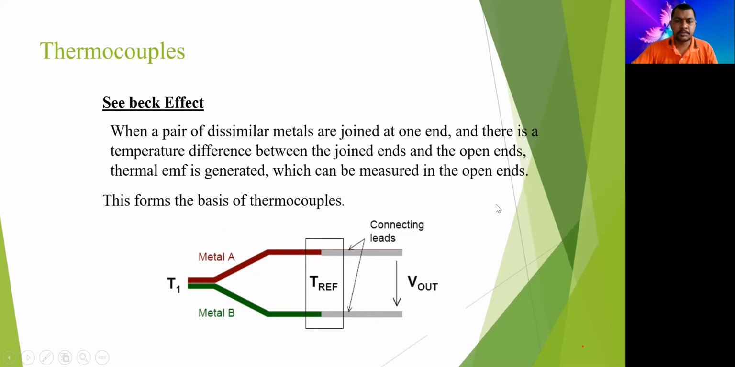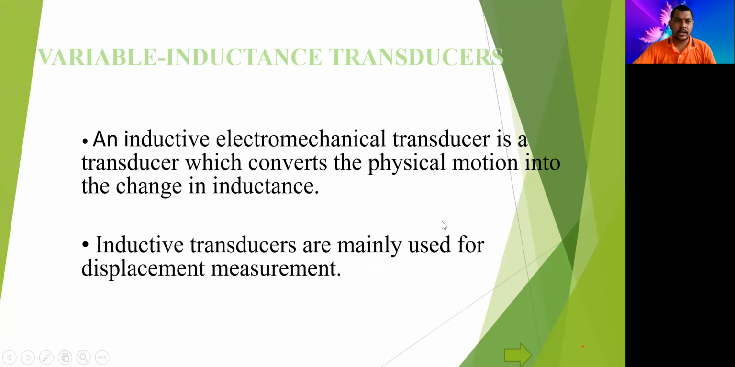So yeah, this is the concept of a thermocouple. Now we'll switch to another type of working principle, that is the variable inductance transducers, right? So variable inductance. Now the inductivity is being changed, right? So if you change that inductance with certain physical parameters, then it is called a variable inductance transducer, right? Now, what is an inductance?